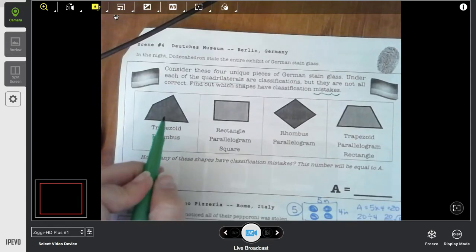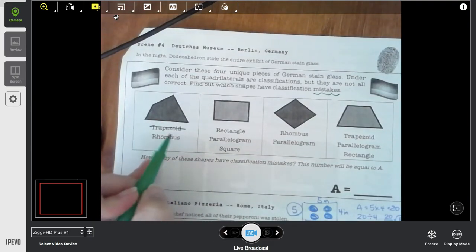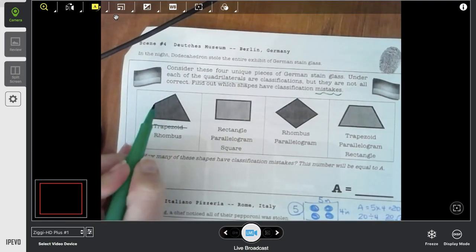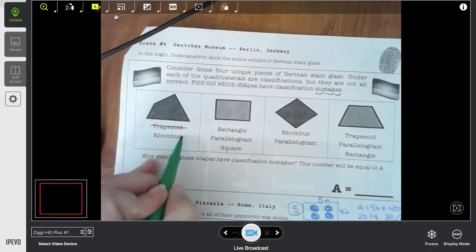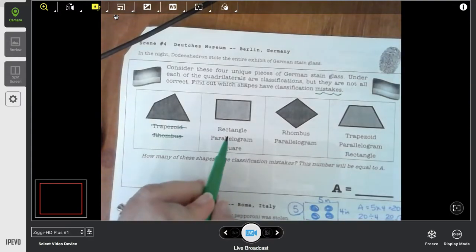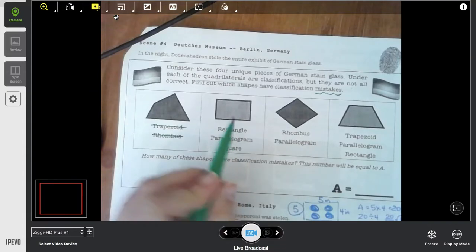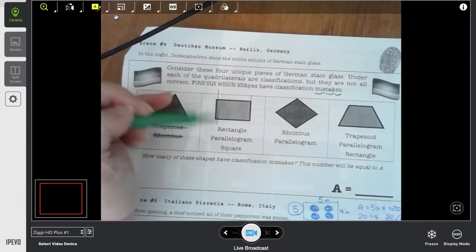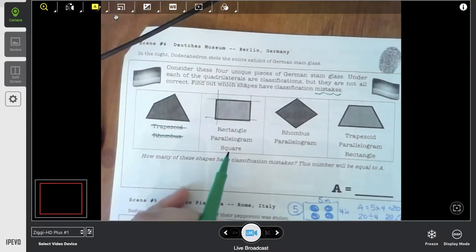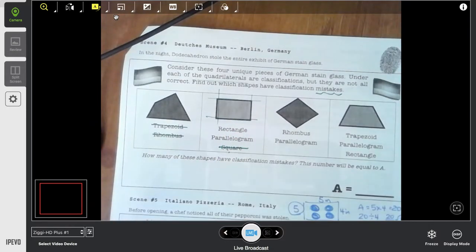All right? This is a trapezoid. It is not a trapezoid because it has no pairs of parallel sides. A trapezoid must have 1 pair. These opposite sides are not, and these are not. It is definitely not a rhombus because it doesn't have 4 equal sides. Rectangle, that's true. Parallelogram, that's true because both pairs of sides are parallel. Square, this is not true. A square has to have 4 equal sides, and all these sides are not equal.